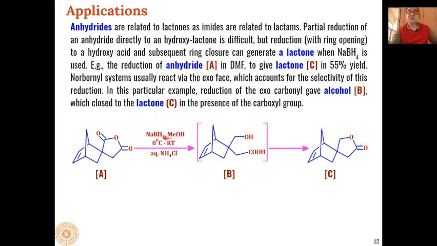So here also sodium borohydride is acting as a selective reagent, which will reduce only partially this anhydride group to the lactone group. That means one of the carbonyls will be converted into a methylene group. This is formed through an intermediate, by breaking of this bond. We get a carboxylic acid, and this is reduced to alcohol. Then this will undergo cyclization with the removal of water, and we will get these types of lactones as the product.